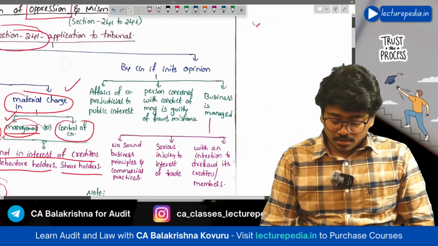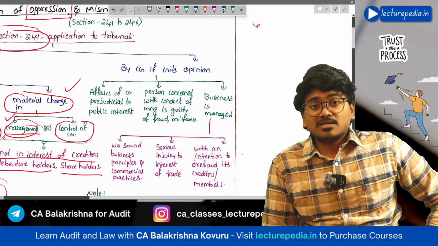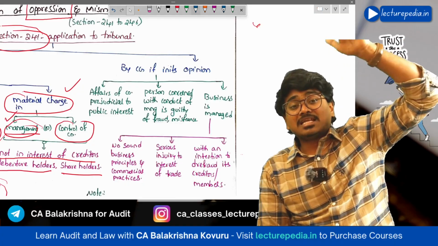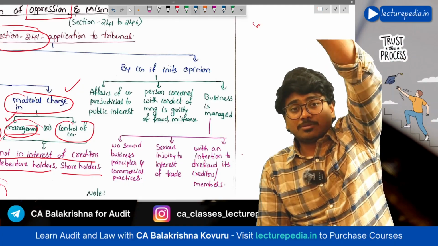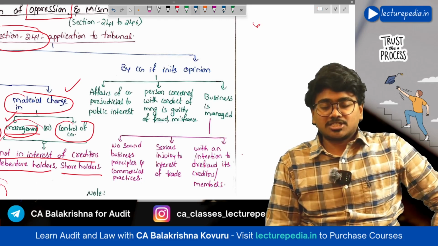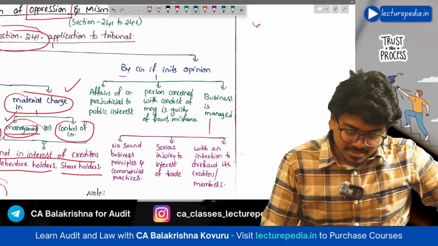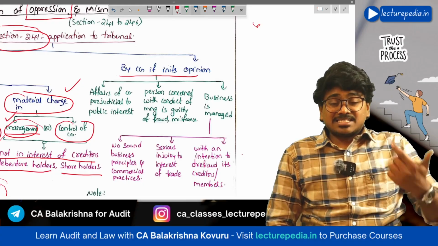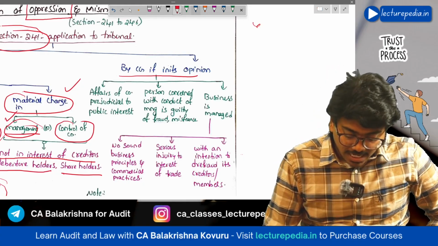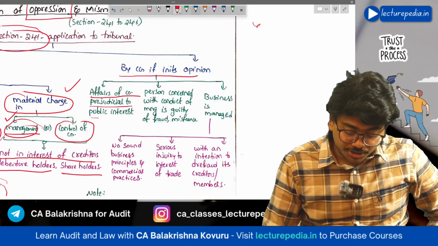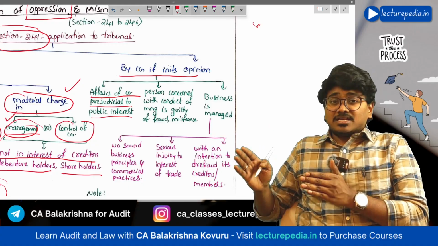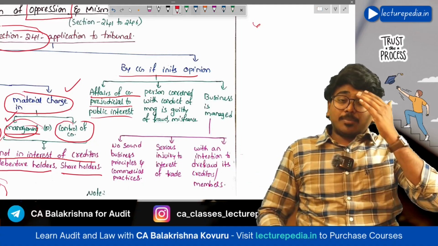Next, an application to the tribunal can also be filed by the central government. The central government itself can file an application to the tribunal under section 241 regarding oppression or mismanagement. Let us see. By central government, if in its opinion, if the central government feels that the affairs of a company are prejudicial to the public interest, the company is conducting its affairs which are prejudicial to the public interest.